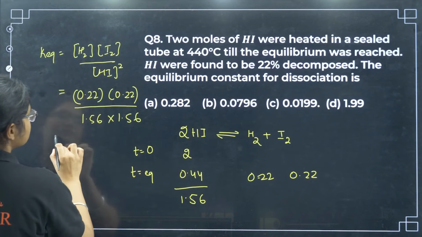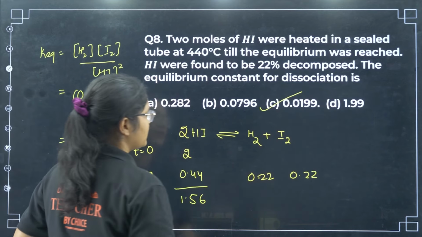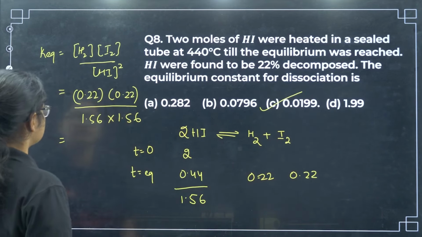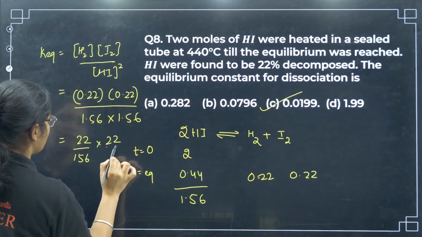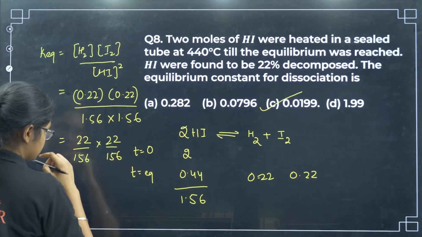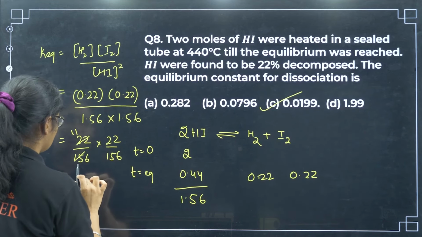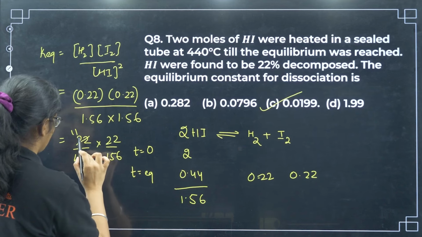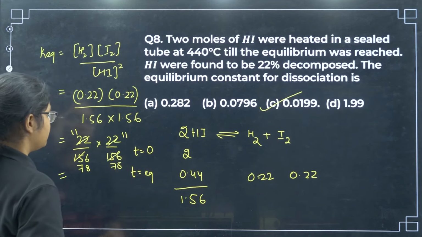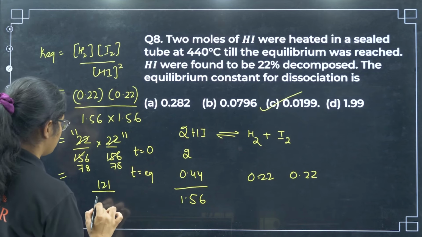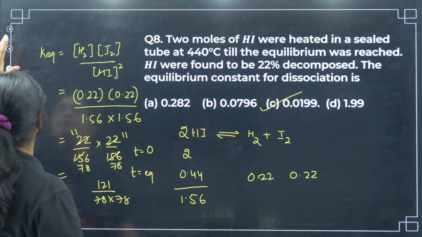Okay, now if I solve this, I will get 0.0199. So you can just see, I can write 22 by 156 into 22 by 156. Okay, now you can solve it. I can have, right, 2 11s are 22, 2 7s are 14, 1 78, 11 and 78, right? So it is 121 divided by 78 into 78. Okay, if you solve it, you will get the value.